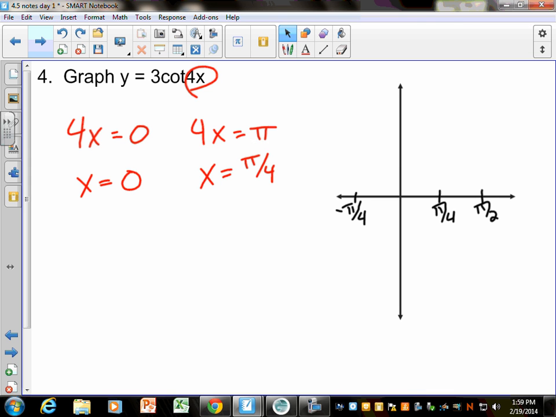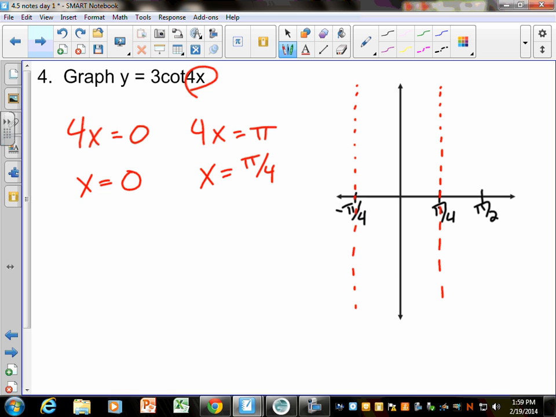Draw in those asymptotes. I'll tell you the number 1 mistake that people make on cotangent is they draw in this asymptote, and they draw in this asymptote, and they forget that 0 was an asymptote also, and then they're trying to make a graph that goes through there. So make sure you label the asymptotes that you have. I'm going extra here. You don't have to make all those, but I'm actually graphing 3 periods here.